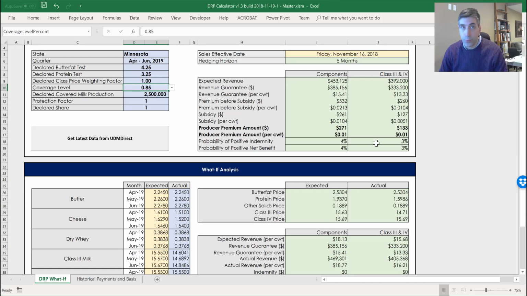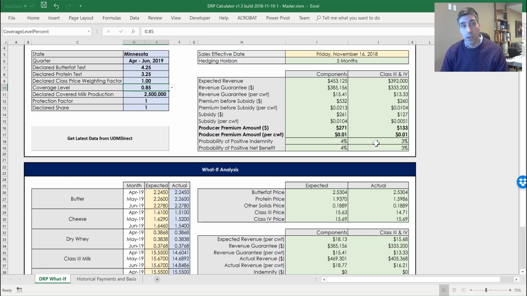4% means that only 4 quarters out of 100, or 4 months out of 100 months, would pay out. That is very, very seldom. It could be over 10 years that you would have 1 quarter paying out or a few quarters paying out. So that is not a mistake.